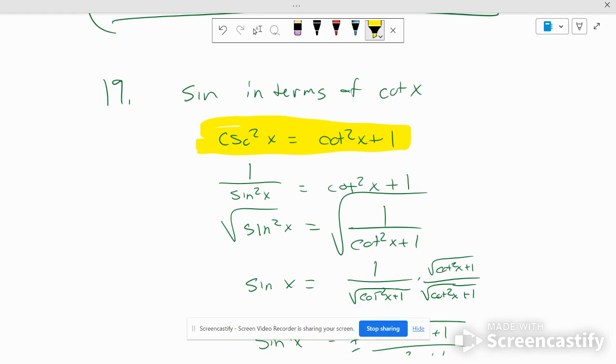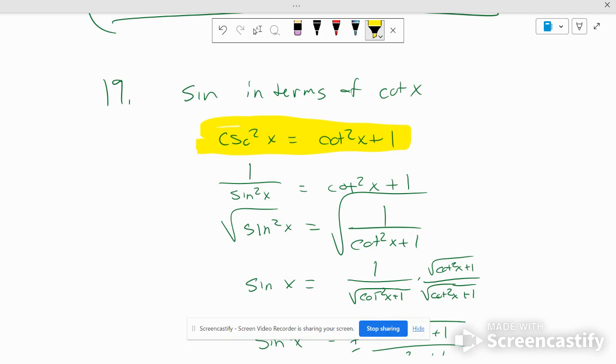So you change cosecant squared into 1 over sine squared. Then you have to take the reciprocal of both sides. So sine squared equals 1 over cotangent squared of x plus 1, and take the square root of each side. Now, the square root of 1 is 1. The square root of cotangent squared of x plus 1 is the square root of cotangent squared x plus 1.